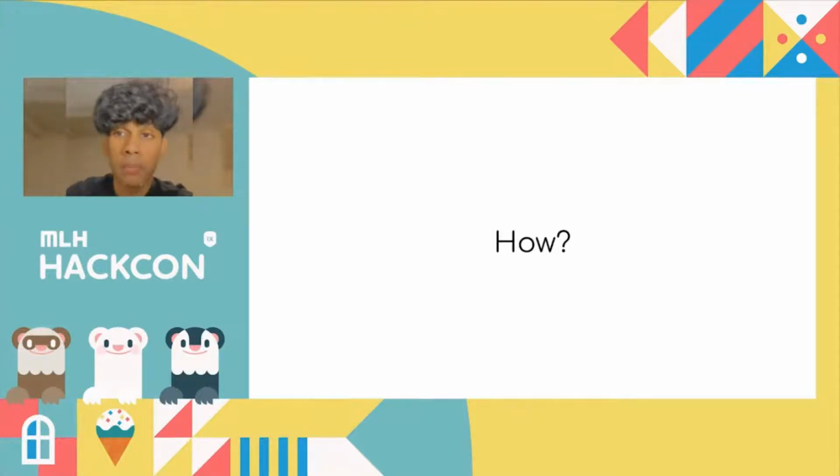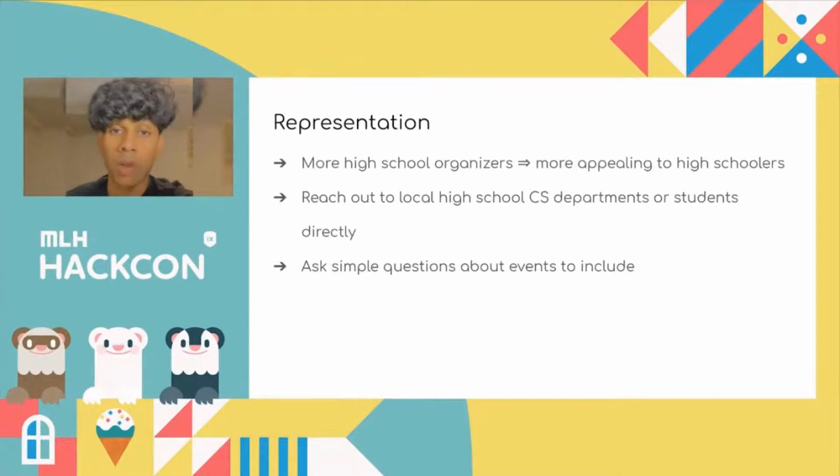Now, the first and probably the most effective tip I can give you is really quite simple: representation. If you want more high schoolers to participate in the MLH community, one way is simply to involve more of them in the organizing process. Now, admittedly for us in WLP Hacks, this was quite simple. We were all high schoolers.